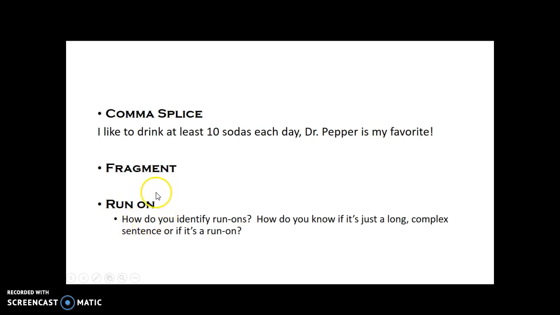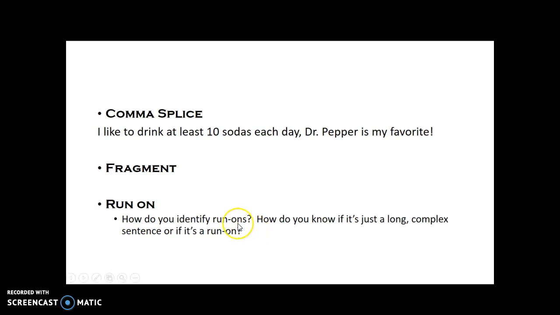And here is why we're going to focus on the run-on. One is because I want to know, how do you identify run-ons? If I gave you a paragraph and I said, find the run-on sentence, how would you know the difference between a run-on or just a really long, beautifully written, complex sentence? Like, can you truly tell the difference?